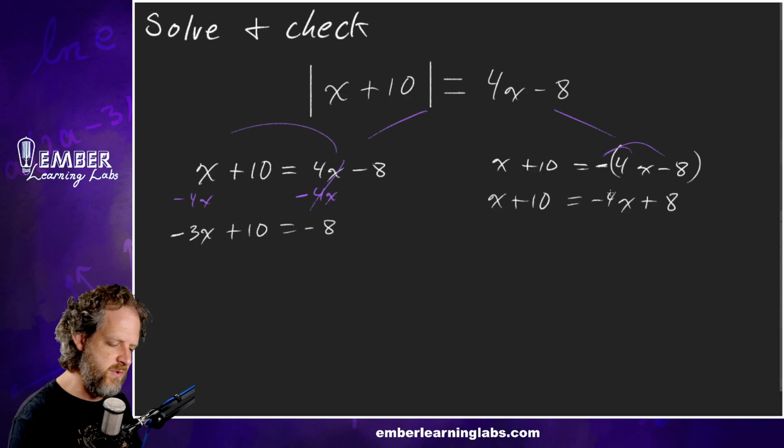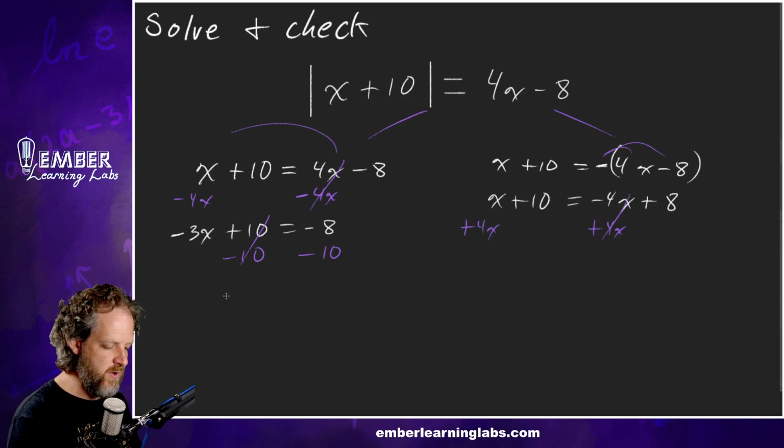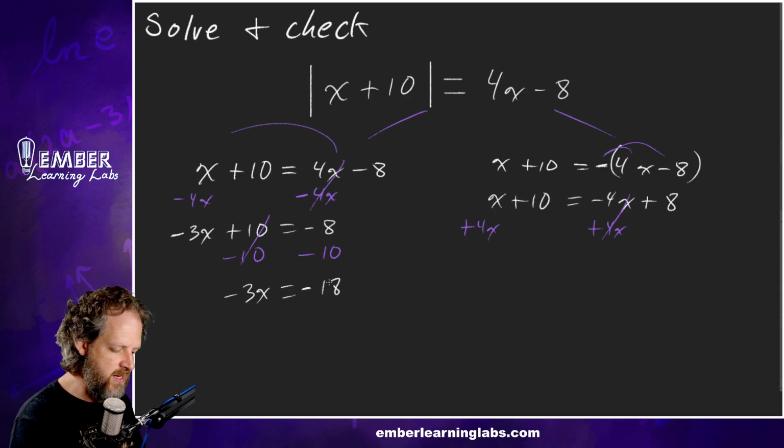All right, going back to this one. What are we doing over here? We're going to subtract the 10, minus 10. That cancels. Over here, we're going to get our friends together, so plus 4x, plus 4x. That cancels. Over here, bring down negative 3x is what's left, equals negative 8 plus negative 10. Same sign, so negative 18.